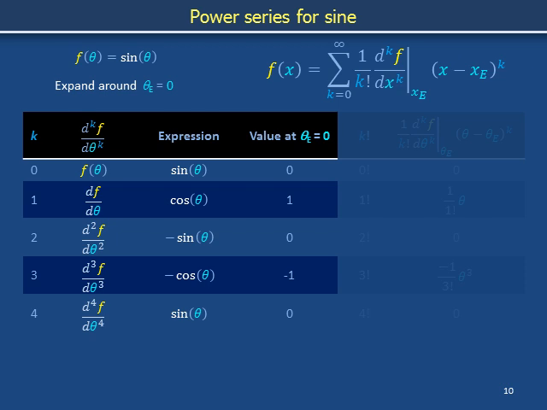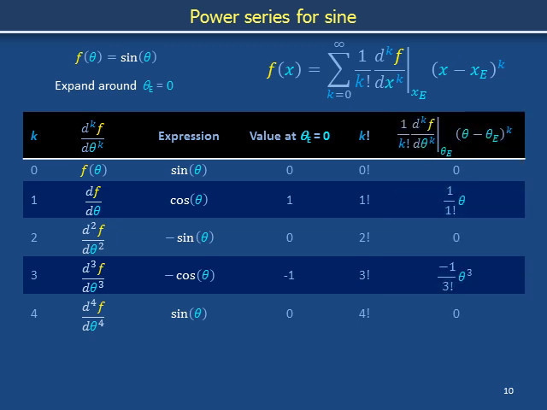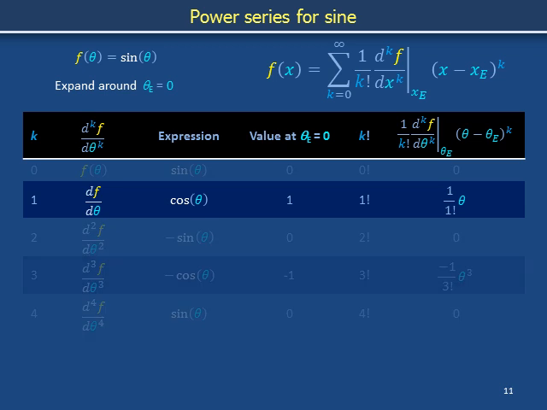To fill out the next column, we simply write out values of k factorial. Finally, the information we have gathered on this table can now be assembled in the last column. For example, look in the row with k equals 1 at the last entry. The contribution to the sum is 1 over 1 factorial times theta. This is 1 over k factorial, where k factorial is 1 factorial, times df d theta, where df d theta is 1, times the first power of theta minus theta e.